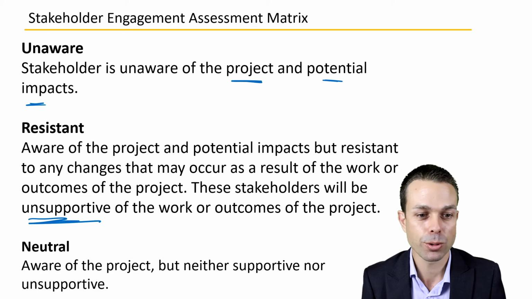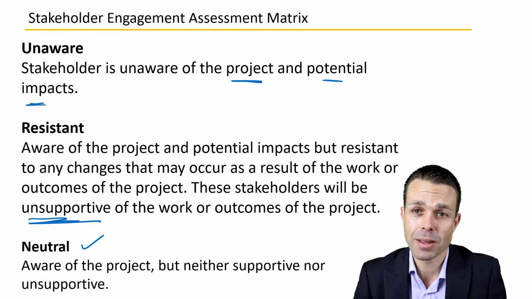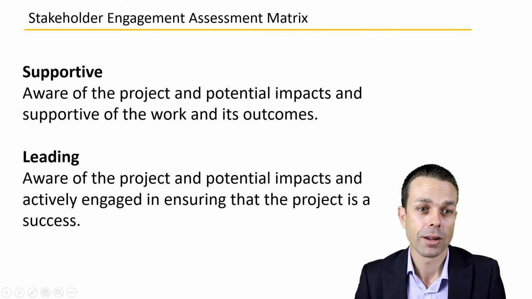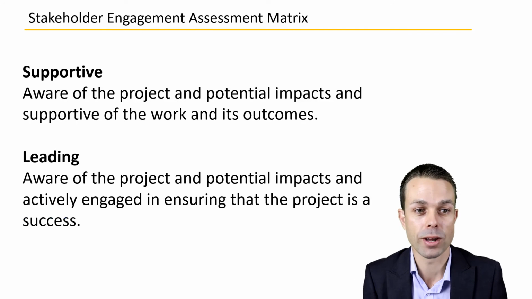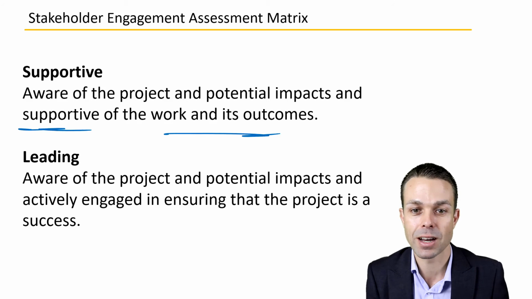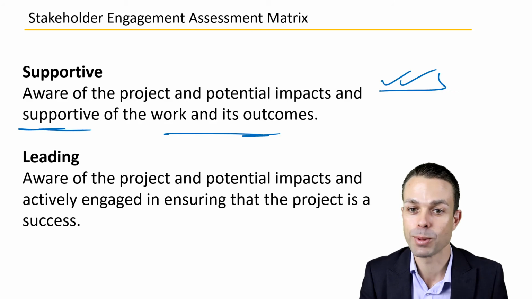We might have neutral stakeholders. They're aware of the project, but they're not supportive or they're not unsupportive. They're just going with the flow. We might have supportive stakeholders where they're aware of the project and potential impacts and they're supportive of the work and its outcomes. This is ideally where we want to be leading to.